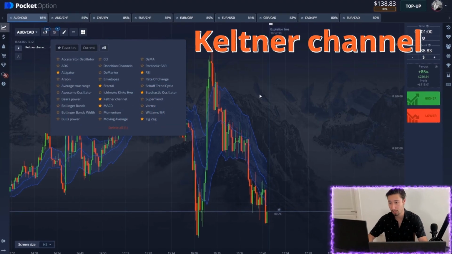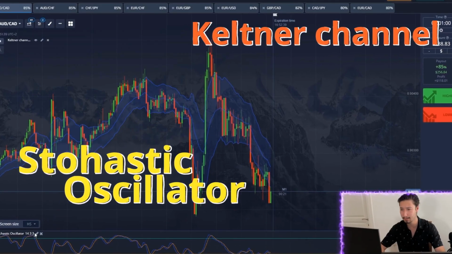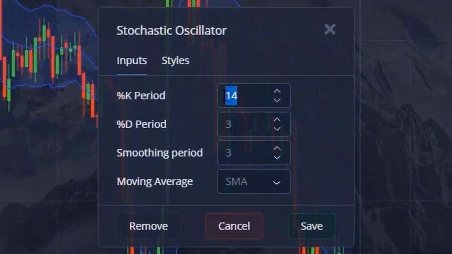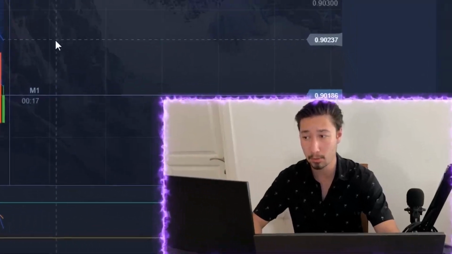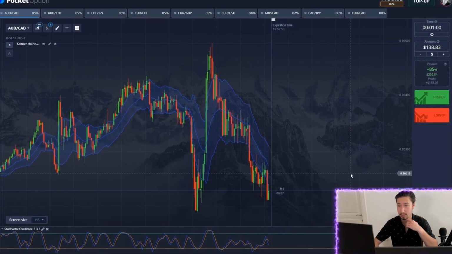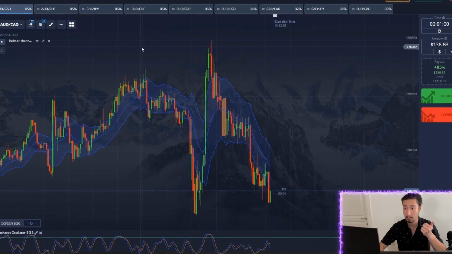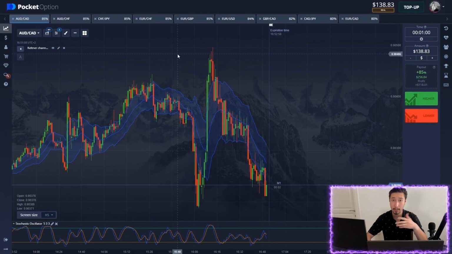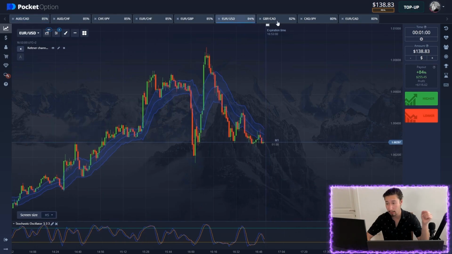We're going to use the Keltner channel and, of course, the stochastic oscillator. Set the period to 5 on the stochastic. The overbought zone is 80 and the oversold zone is 20. We keep them as they are, don't change anything. This strategy shows its best on a 1 minute time frame, so that's why we open, as I said, on a 1 minute time frame.